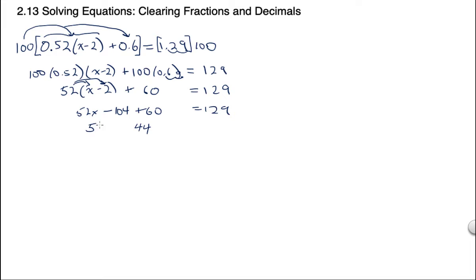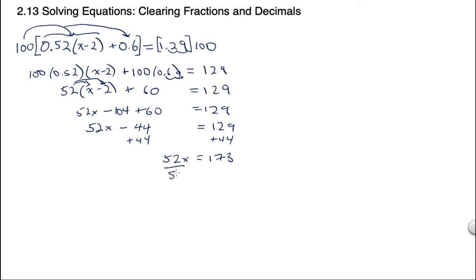And we still have the 52x here. So it's negative 44 there, equals 129. Now we can add 44 to both sides. 129 plus 44 should be 173, as I expected. And we have 52x. I'll just bring this over here to the right. Notice I'm trying my best to line up these equal signs. It's not necessary, but it makes for a cleaner solve.